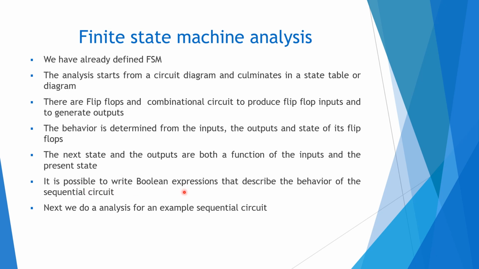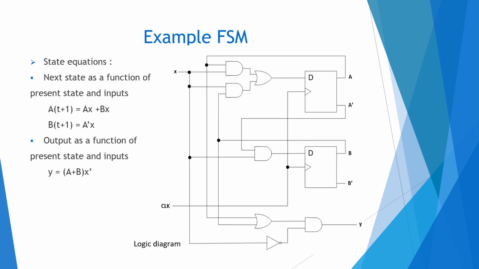It is possible to write Boolean expressions that describe the behavior of the sequential circuit. So next we do an analysis of an example sequential circuit. In order to understand that, we'll be seeing an example sequential circuit and analyzing it. So this is the example FSM. This is made up of D flip-flops. There are two flip-flops, A and B, and this is a combination circuit which generates the output Y. This is the input X, and this is the next state logic which derives the flip-flop inputs in order to know the next state or the state transitions.